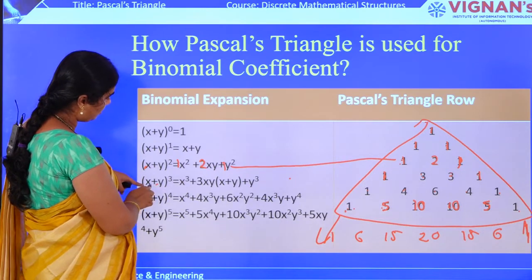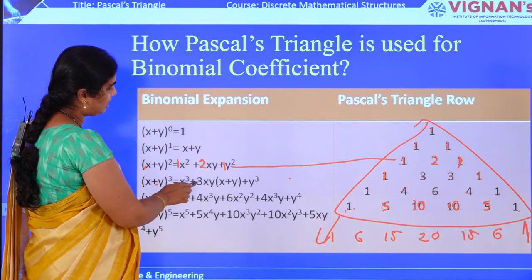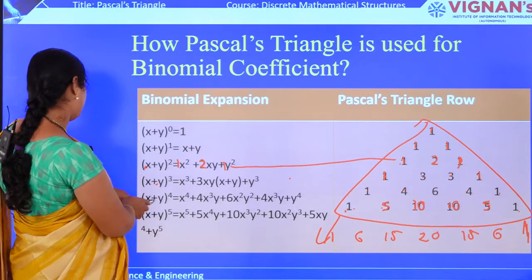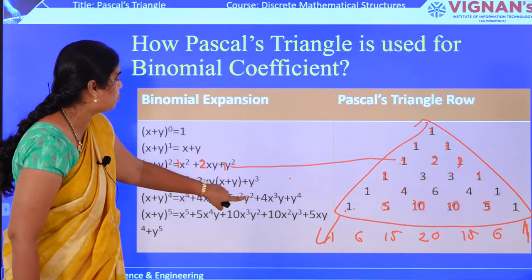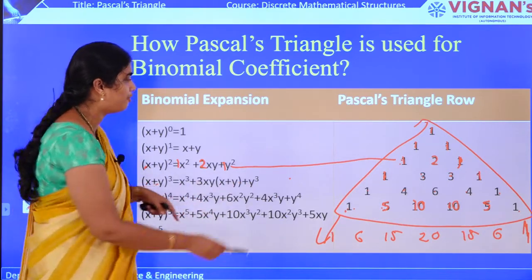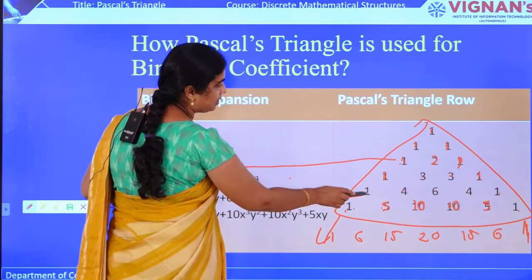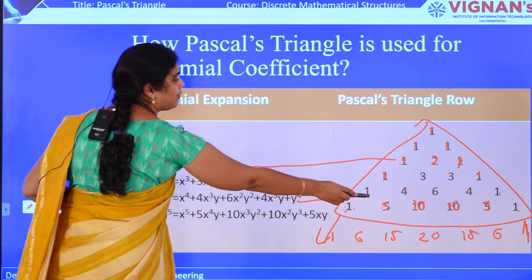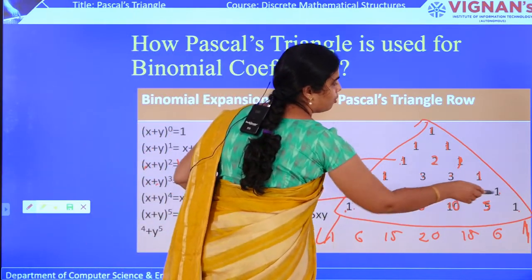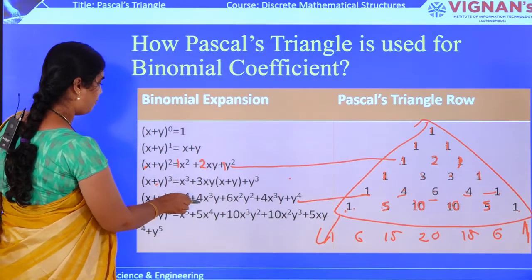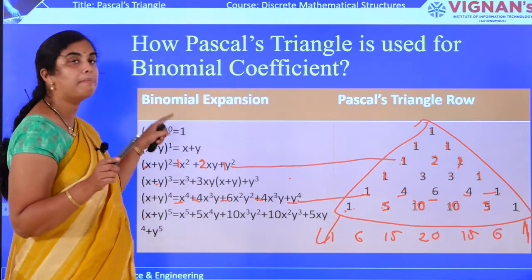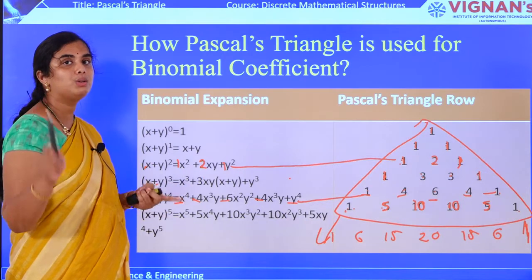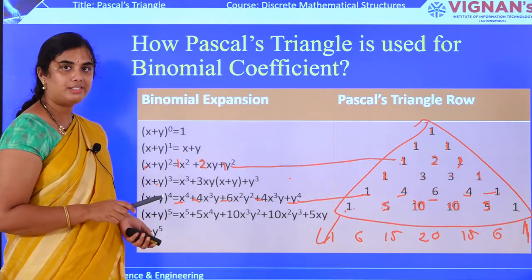See the third expansion, x cube plus 3x square y and so on, or else see this fourth expansion, x power 4 plus 4x cube y plus 6x square y square plus 4x y cube plus y power 4. Just compare with this row. See, same coefficients: 1, 4, 6, 4, 1. 1, 4, 6, 4, 1. So, in this way you can get the binomial coefficients using Pascal's triangle.